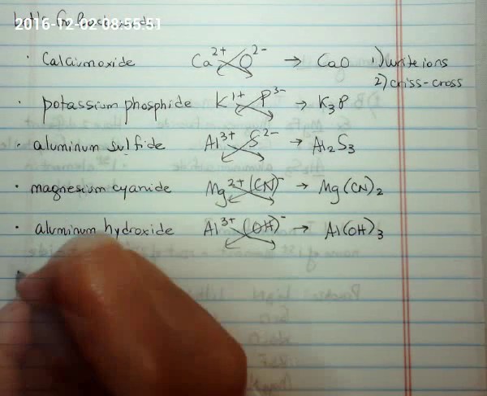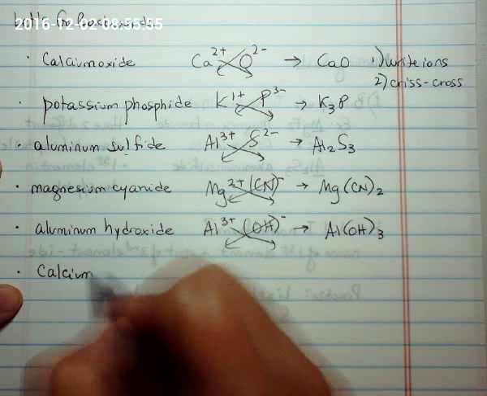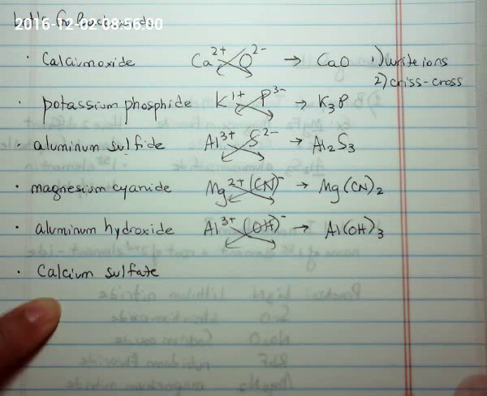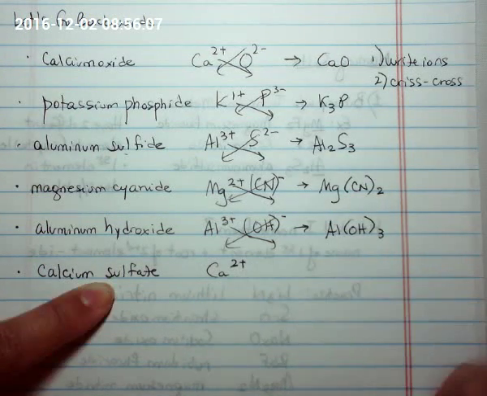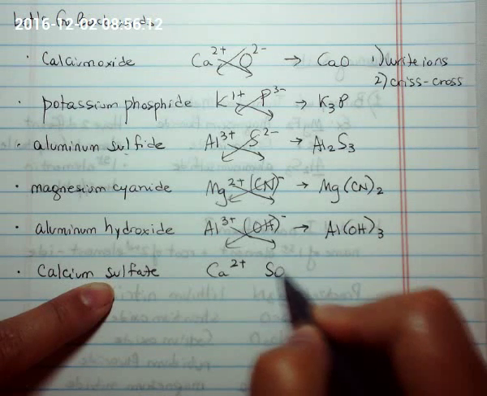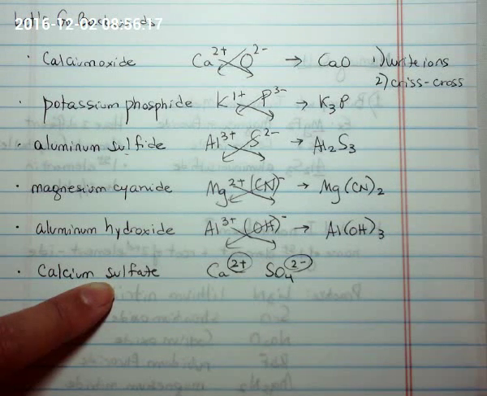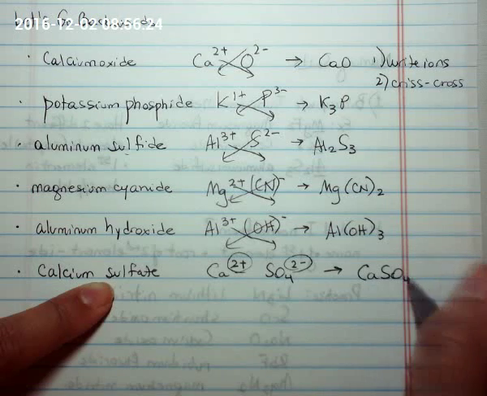All right, one last one. Calcium sulfate. That's calcium. What's the charge on it? 2 plus. What's sulfate? SO4, 2 minus. Look at the signs and the values of our charges. What do you notice? They cancel, so what do I do to get the formula? Just shove all the letters together, you get CaSO4.